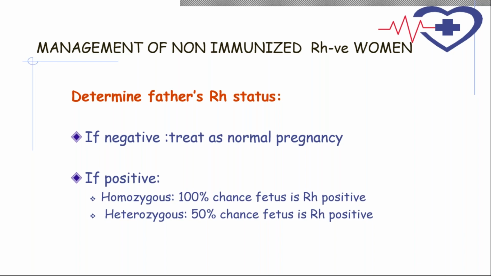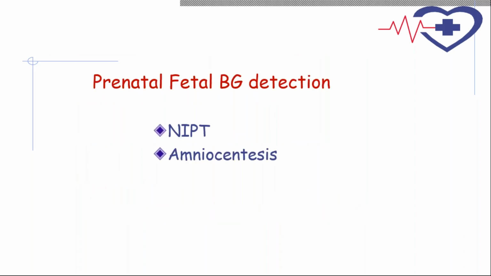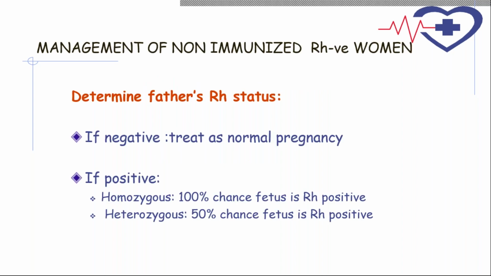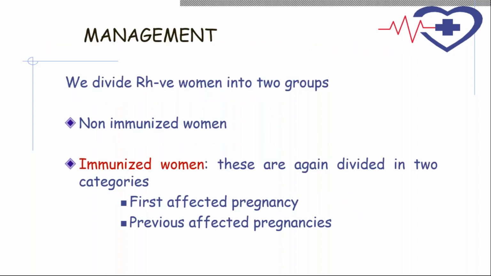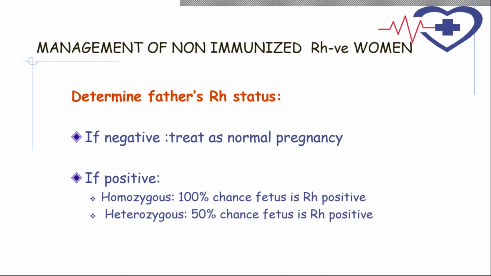And if it is positive, then either the husband would be homozygous, in which case there is a 100% chance of the fetus being RH positive, or the husband would be heterozygous, and there will be a 50% chance of the fetus being RH positive. So, can we go back to the previous slide, please? Now, if the husband is RH negative, then you don't need to do anything at all. She is just like any other pregnancy.